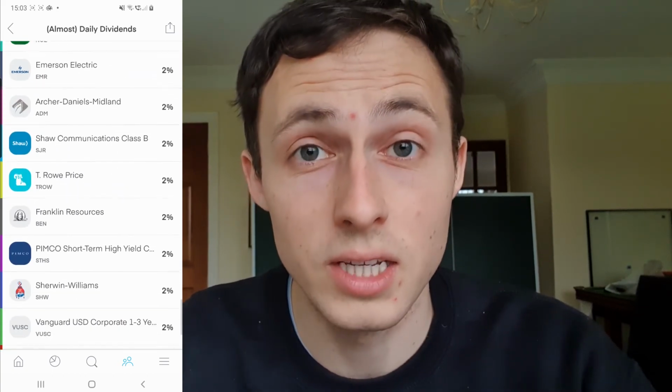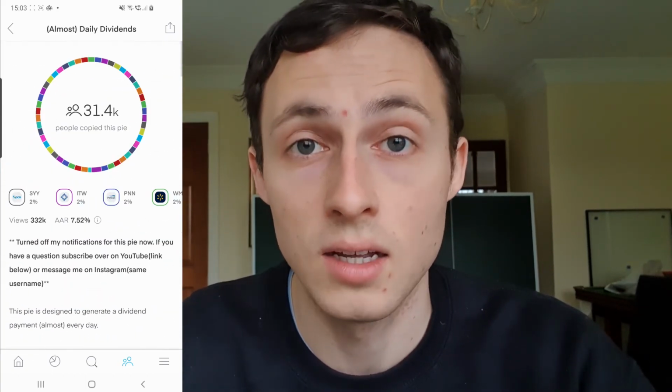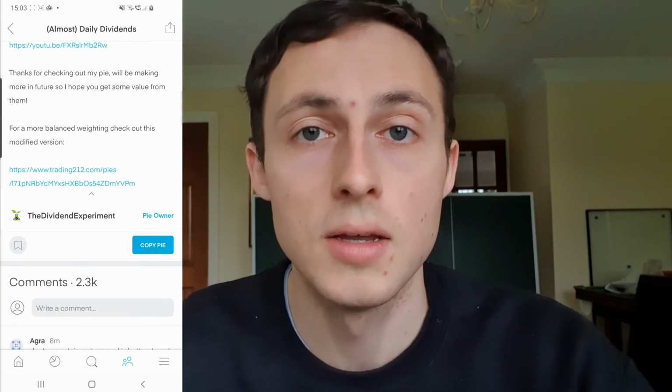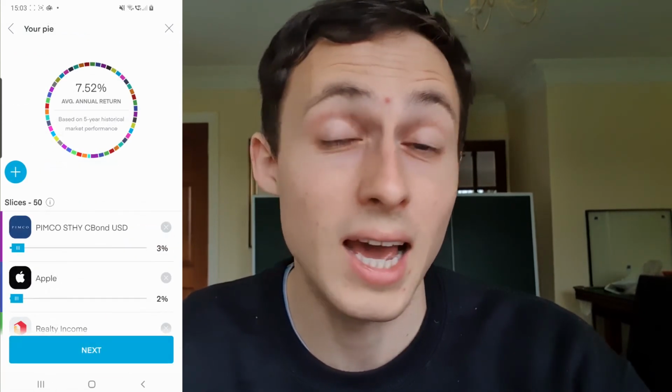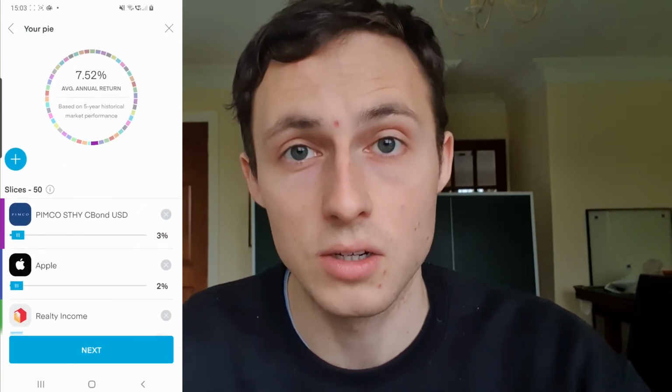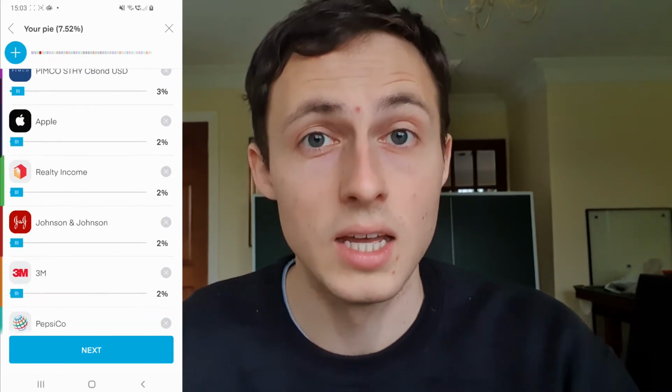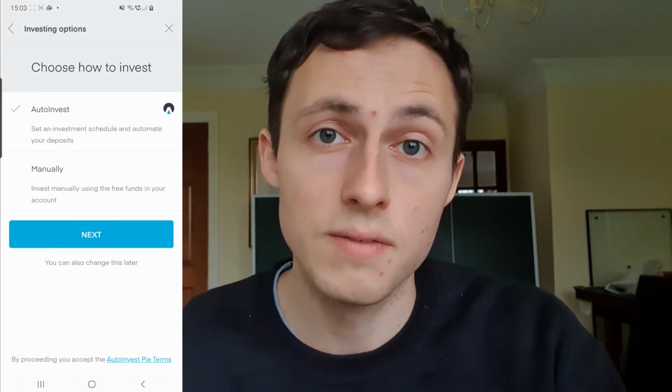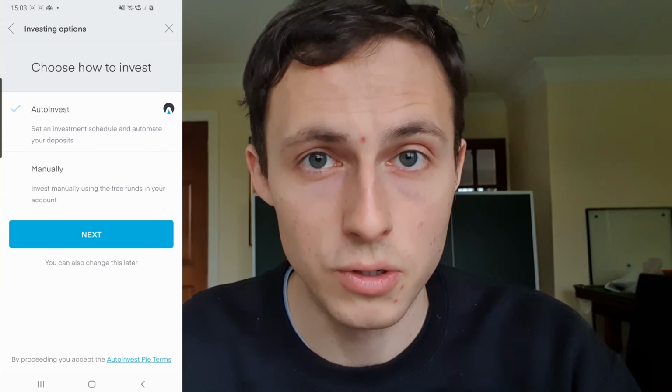Now, this is good if you want to invest into a certain sector, for example, gene technologies, but you don't want to do that yourself, and you cannot find a relevant fund on Trading 212. It's a new feature, it's pretty cool. The only thing that I would say is be careful about who you're copying.